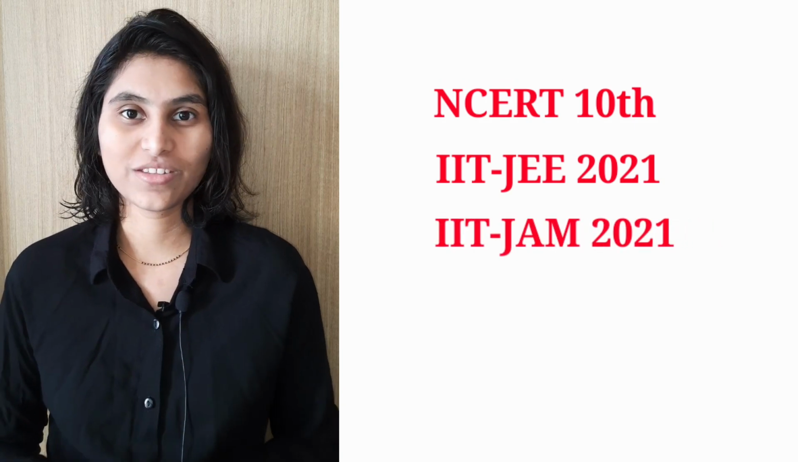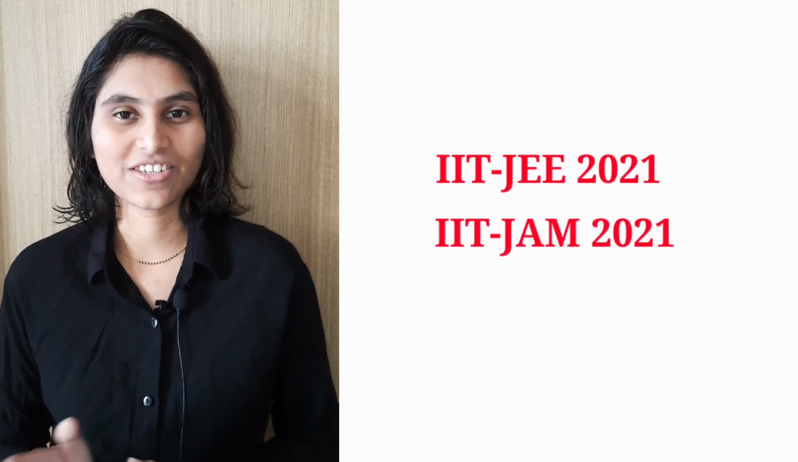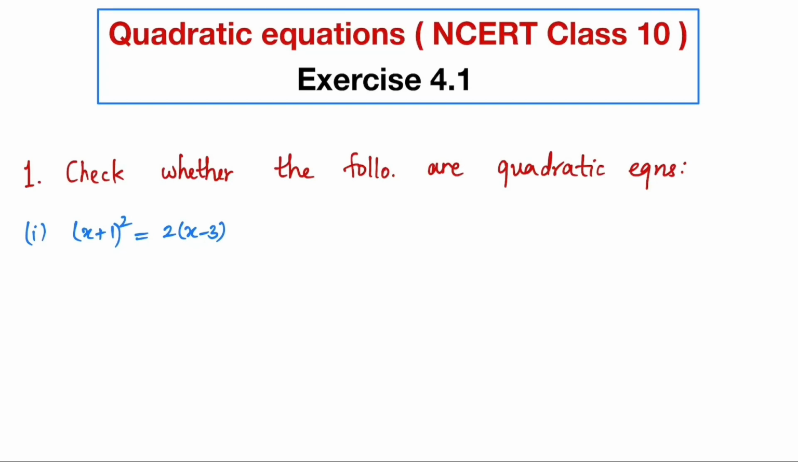So let's start with exercise 4.1 Class 10. Let's start with the first question. Here we need to check whether the given equations are quadratic equations or not. So the first one is (x plus 1) whole square is equal to 2 times (x minus 3).